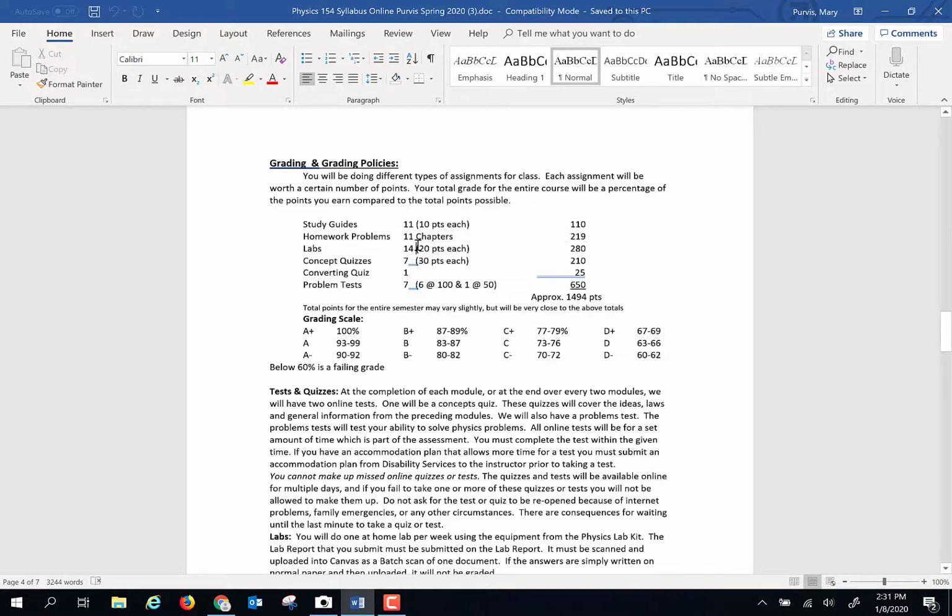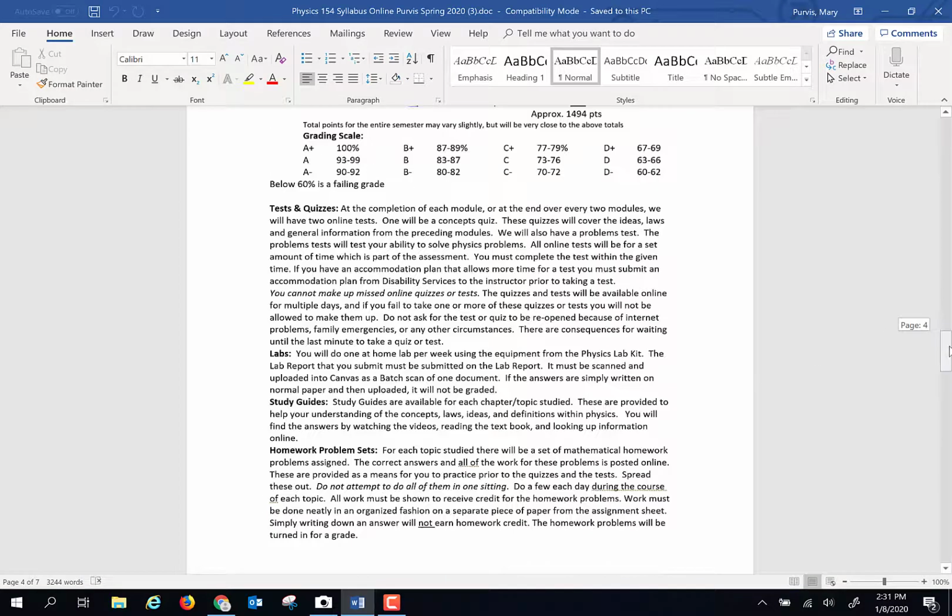Labs, we're going to do 14 of those, and they are going to be 20 points each. Quizzes, 30 points each, except one converting quiz, which is 25. 600-point tests, and one test that is 50. Grading scales, pretty standard: 90, 80, 70, and 60.